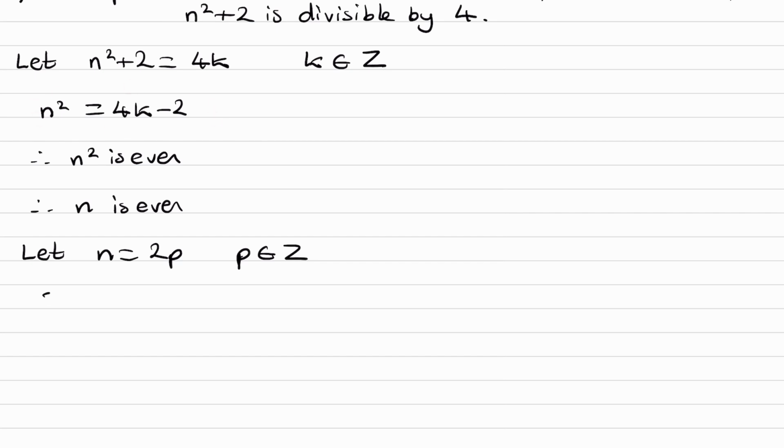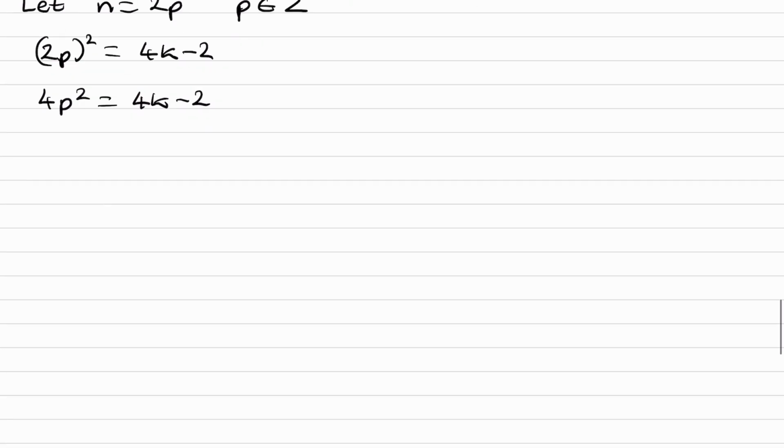So then we end up with 2p all squared is 4k minus 2. 4p squared is 4k minus 2. And then I'll bring the 4k and the 4p squared together, keep the 2 on one side. I'll then divide everything by 4. So we end up with k minus p squared is a half. And actually here is our contradiction.